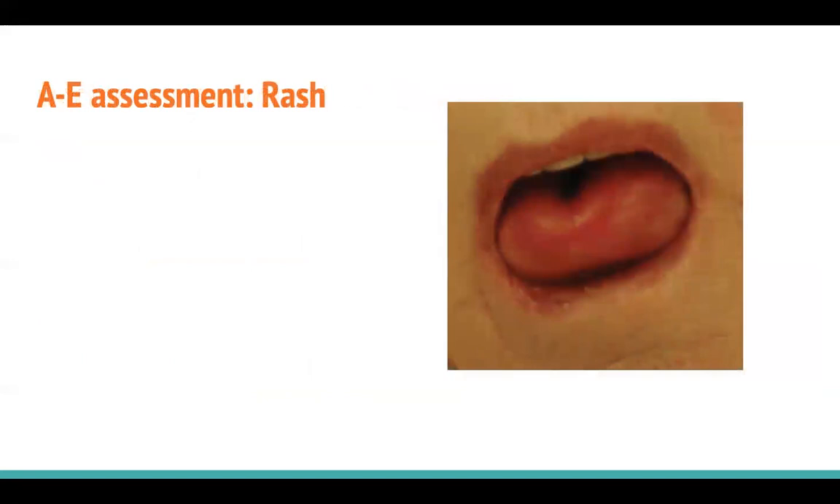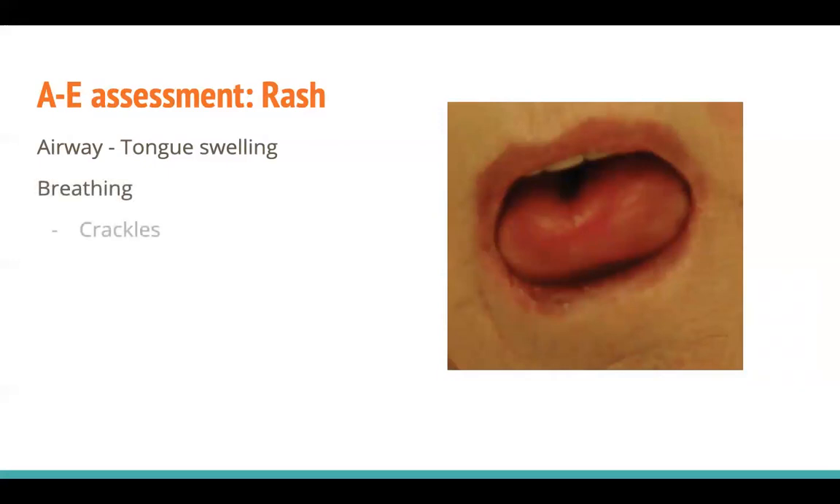So I'm going to run through an A to E assessment of a patient with a non-specific rash and the sort of differentials that you should go through in your mind when you're looking for signs. So we'll start off with airway. You're looking for any compromise of the airway. If there's any tongue swelling or any lip swelling, this could be in keeping with angioedema and anaphylaxis. So this is a good example here of a very swollen tongue.